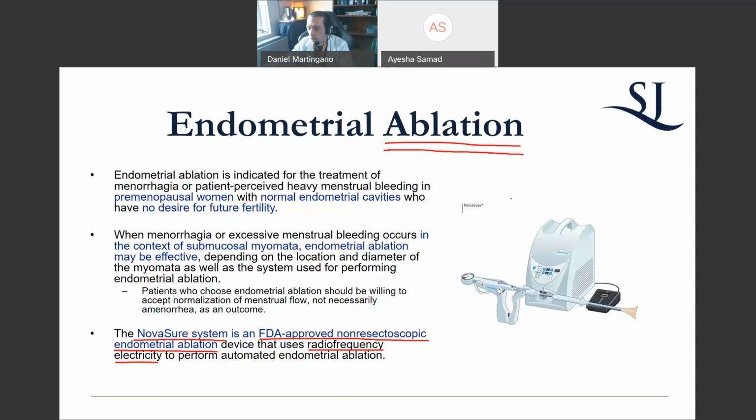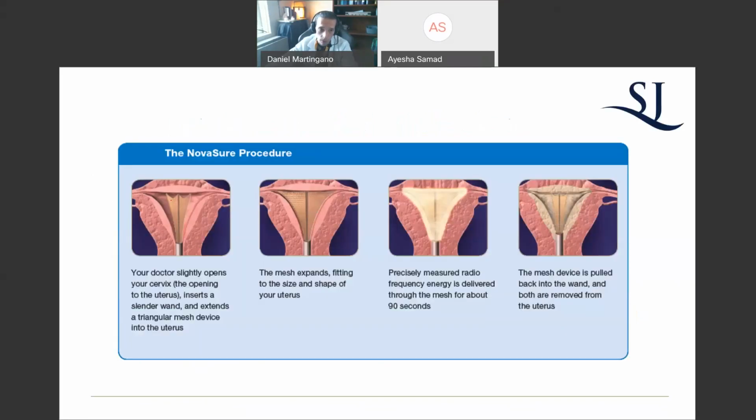Okay, so what this does is that it essentially cooks the endometrium. If the endometrium is fried, it can't bleed, right? Because the tissue is all coagulated. That's the thought. Obviously, this has to be for women who are having heavy menstrual bleeding. They cannot have a desire for future fertility because where the baby implants and grows is now destroyed. And your endometrial cavity has to be normal, because if you have a cavity that is distorted with myomas like this and that, how's this thing going to fit?